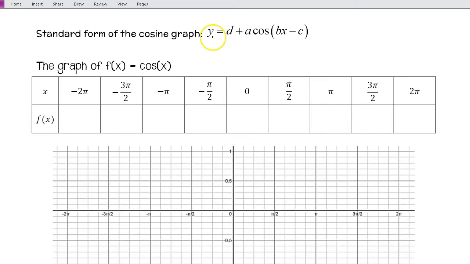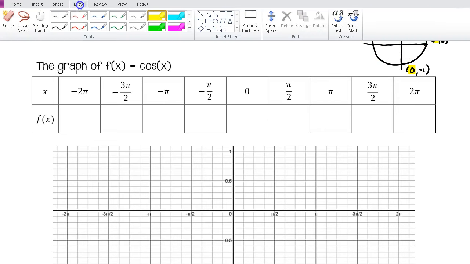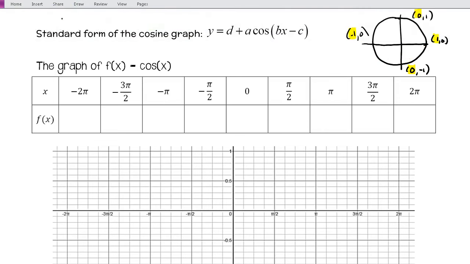Okay, here's our standard form. Y is equal to d plus a cosine bx minus c. And again, we're going to be looking at the unit circle, and we're going to be graphing the x coordinates because the cosine corresponds to the x. So again, I've got 1, 0, 0, 1, -1, 0, 0, -1. And since I'm graphing cosine, I'm going to be looking at the x coordinates as I go around. And again, we use these quadrant angles because they're convenient and they're easy to draw.